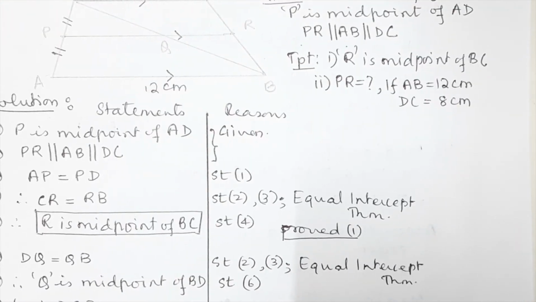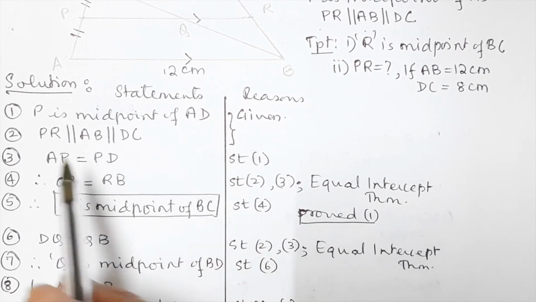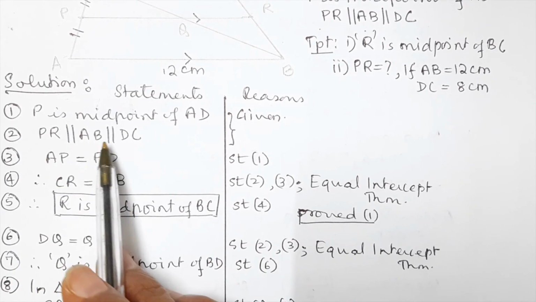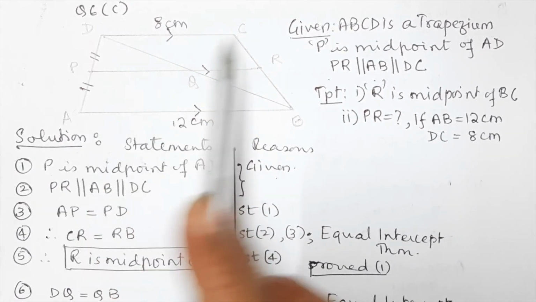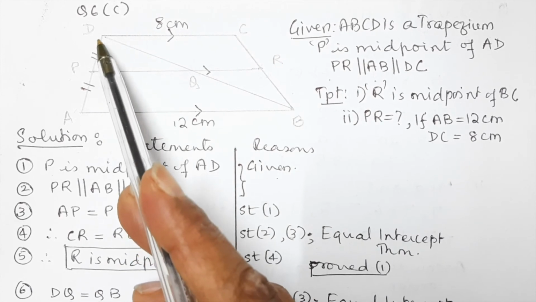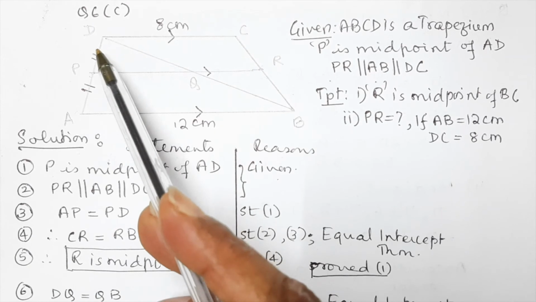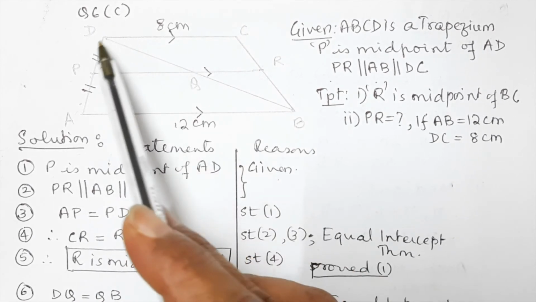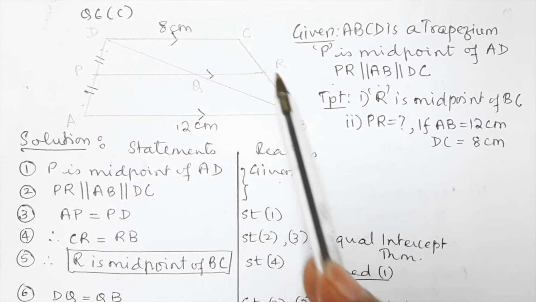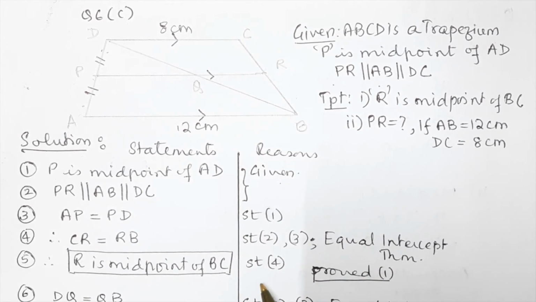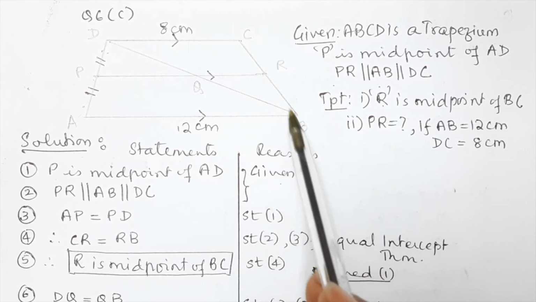The first thing we will write is that P is the midpoint of AD and PR parallel to AB parallel to DC as it was given. We know that these three lines are parallel, and we have this AP and PD, they are equal to each other, which means they are equal intercepts. So even DQ and QB will be equal intercepts, and CR and RB also will be equal intercepts.